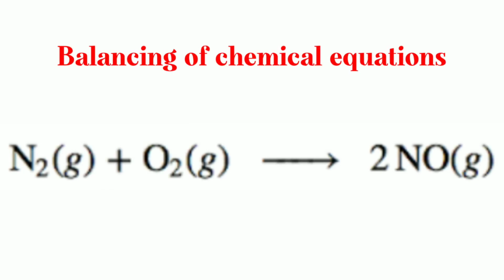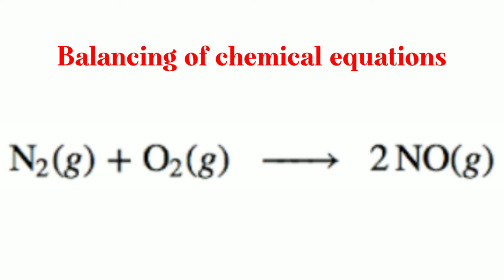2. Those reactions in which heat is absorbed are known as endothermic reactions. For example, when nitrogen and oxygen are heated to a very high temperature of about 3000 degrees Celsius, they combine to form nitrogen monoxide and a lot of heat is absorbed in this reaction. N2(g) + O2(g) + heat gives 2NO(g). Nitrogen plus oxygen plus heat gives nitrogen monoxide.